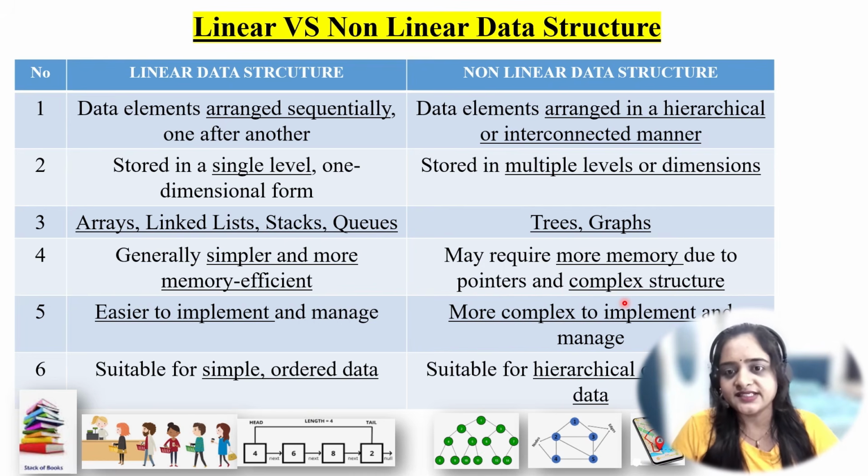But on the opposite side, non-linear data structure is very complex to implement because it uses the concept of pointers. One node points to the next location, the next node. So it is a very complex structure and less memory efficient. They require more memory. Linear data structure is generally suitable for simple and ordered data like sequential data. But non-linear data structure is suitable for hierarchical or networking data. So this is the basic difference between linear and non-linear data structure.